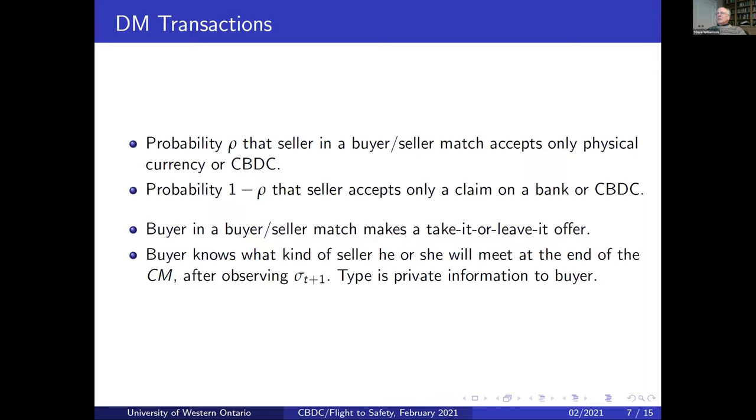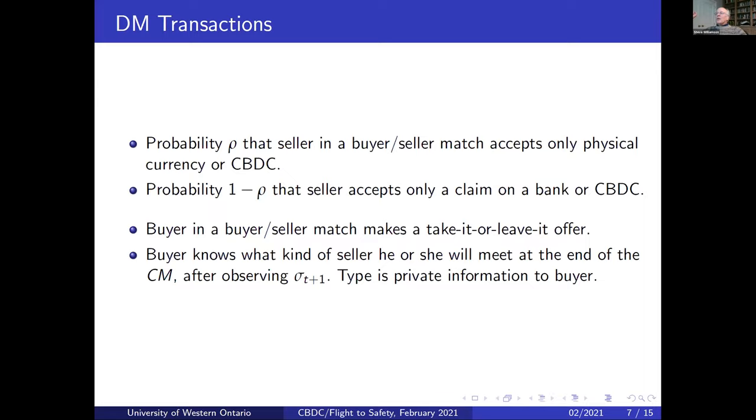One notion might be that it's like probability rho that you want your transaction to be private. So we're supposing here that physical currency gives you privacy in the transaction, and the CBDC has been designed so that it can give you privacy too. But CBDC is malleable enough that it also works just like a bank deposit does if you want to use it that way. So think of the 1 minus rho fraction of transactions as things like online transactions, where you could potentially use CBDC and claims on banks interchangeably. Okay, so that's going to be important.